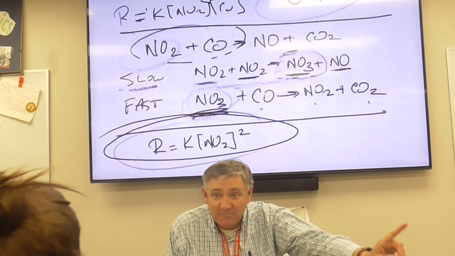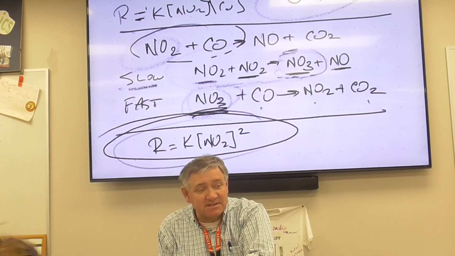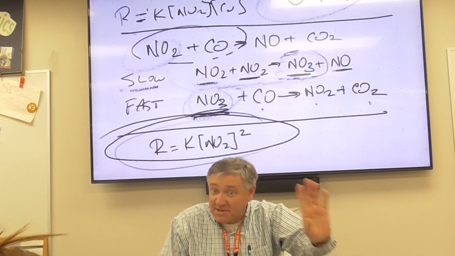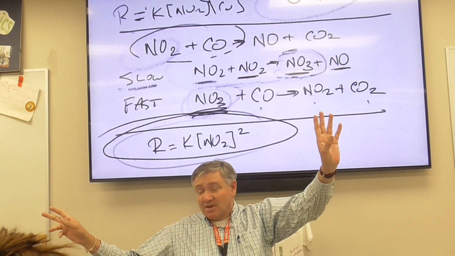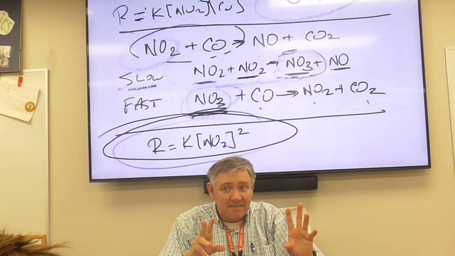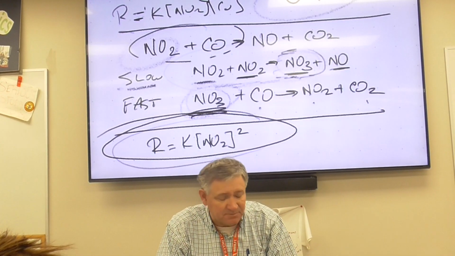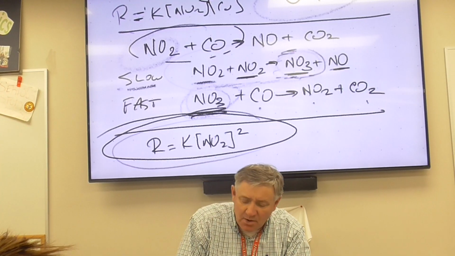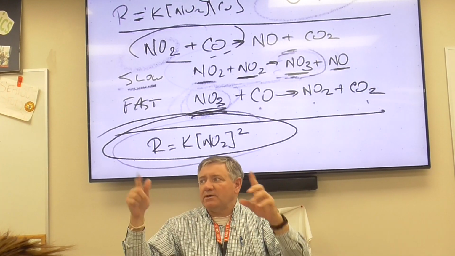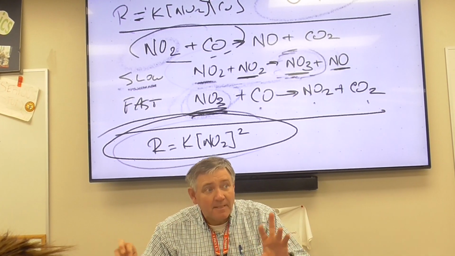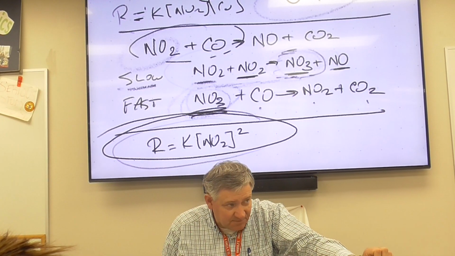Hurry up, because as soon as the cookies get produced, what happens to the cookies? They're gone. They get consumed, okay? So they're there, but you better get them fast or otherwise they're going to get consumed. So this NO3 is what we call an intermediate. We produce it, it's there, but then it gets consumed.